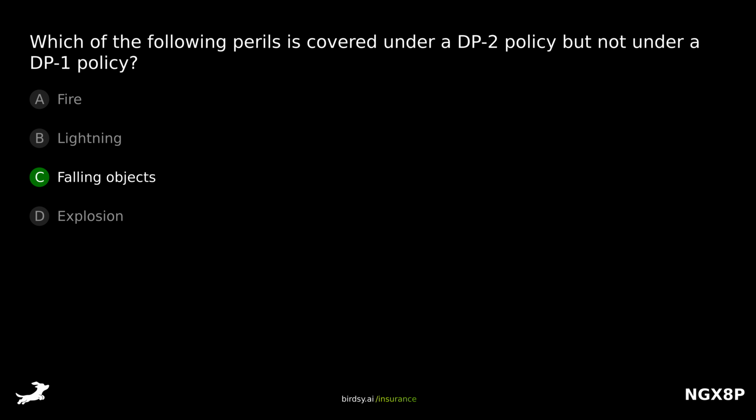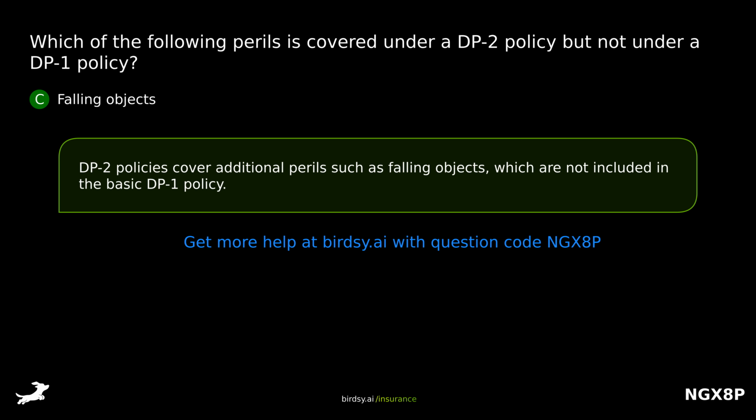The answer is C, falling objects. DP2 policies cover additional perils such as falling objects, which are not included in the basic DP1 policy.